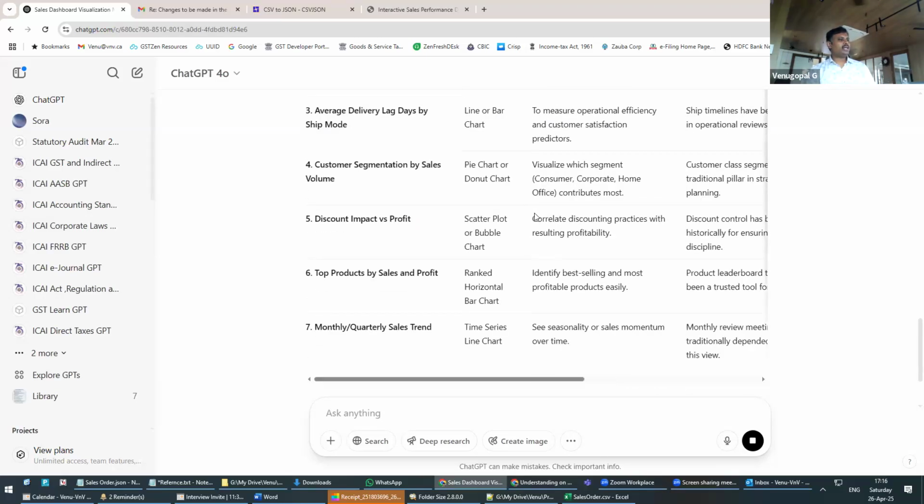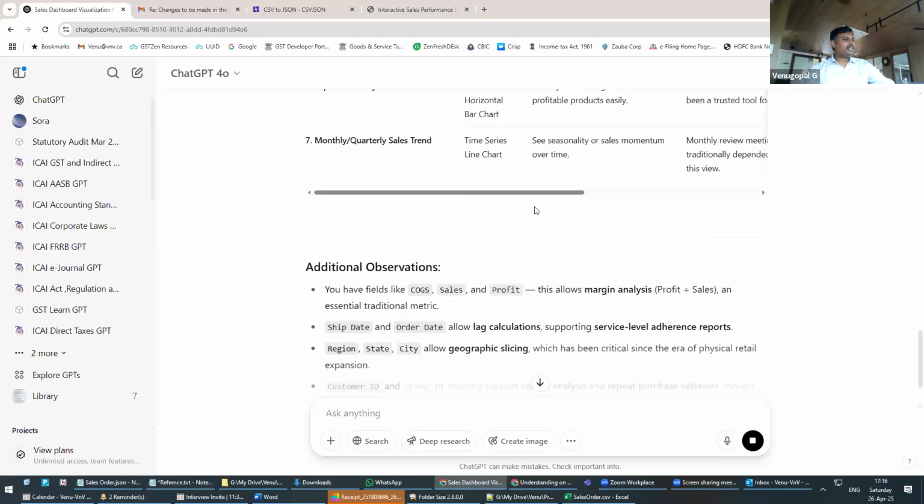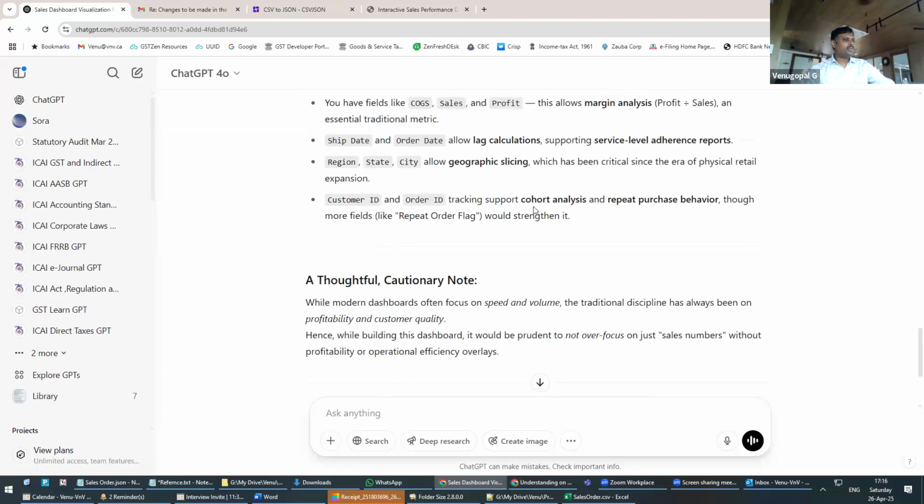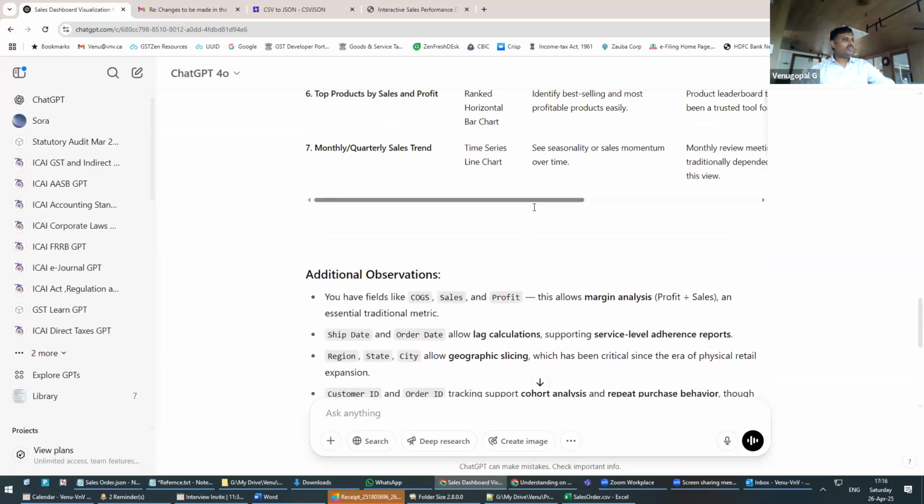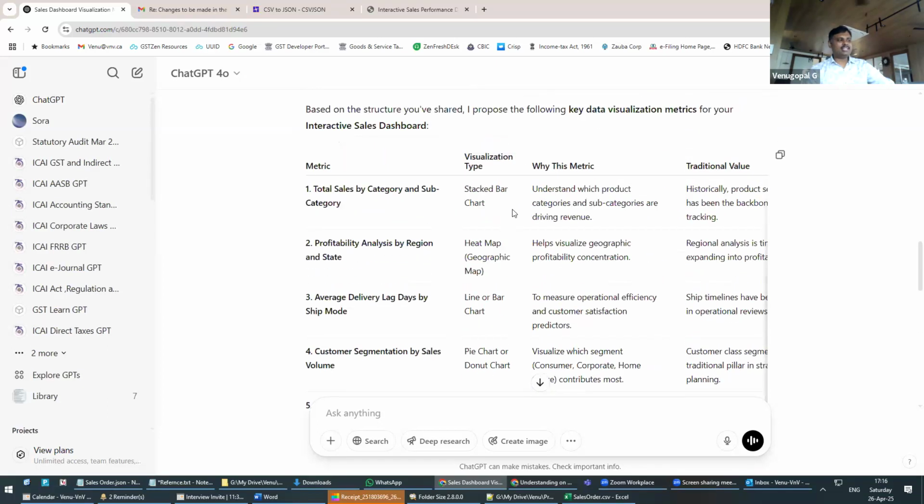So it is giving different charts, different things, and it would have given. So if you want to change, you can actually ask the profitability analysis, say, look, I don't want a heat map, you can give me a pie chart. You can ask any of this. Okay. First, let us focus on understanding.